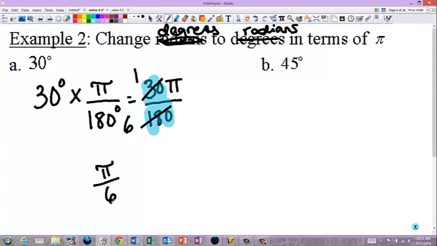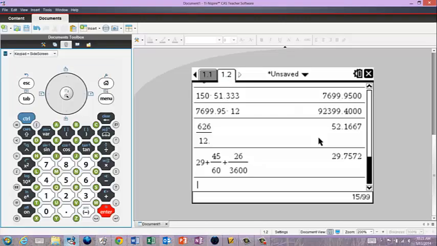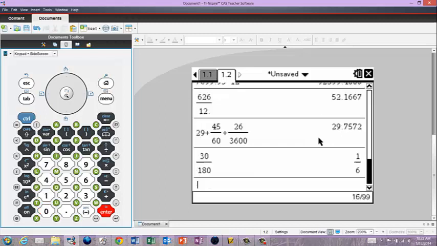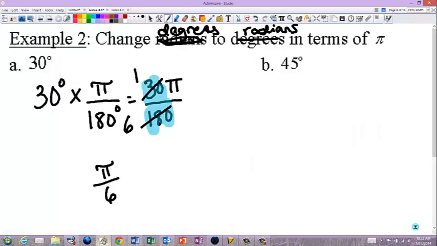If you type it in your calculator, you have to do divided by 180 and hit enter. Don't type the pi in. It'll give you 1/6, and you just put the pi on top, but we're not going to be able to use our calculator, so you need to do it without.